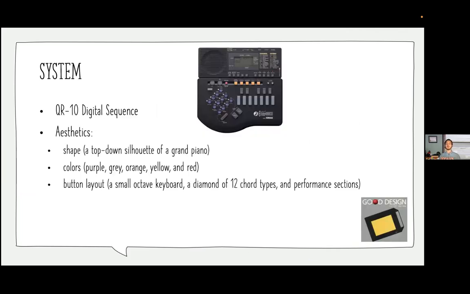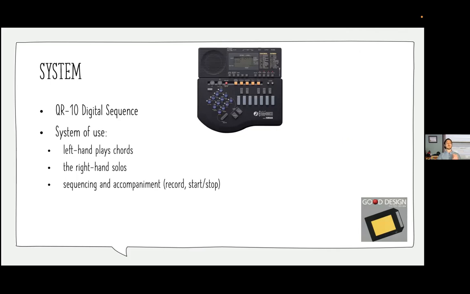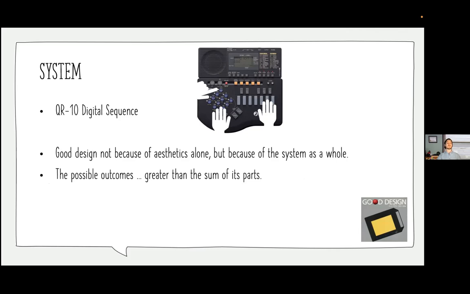Let's just take one more example. This digital sequencer was featured in the book Good Design, 1993 to 1994. The aesthetics are awesome. The shape, the colors, the button layout, we can tell it's a music machine. We can see the octave there. The shape is even like a grand piano, really clever. But that's not exactly why it's good design. We also have a clever system of use. The left hand and the right hand have their own space to interact, and the recording and start and stop buttons are easily accessible from the left hand. So it's good design not because of aesthetics, but because of the system as a whole.